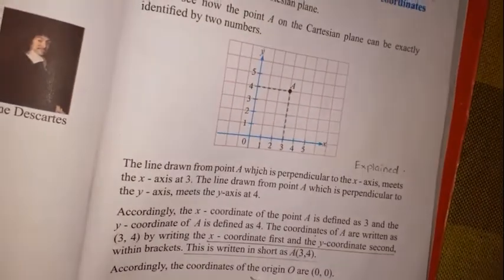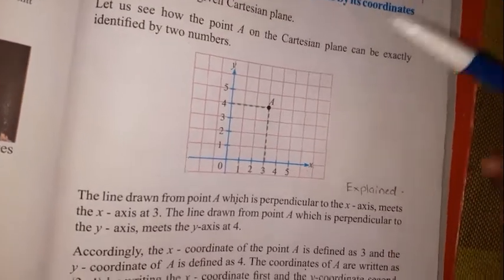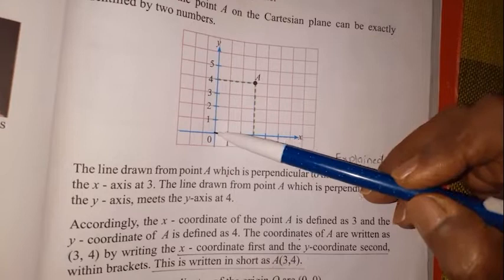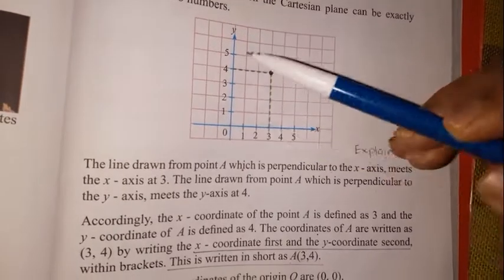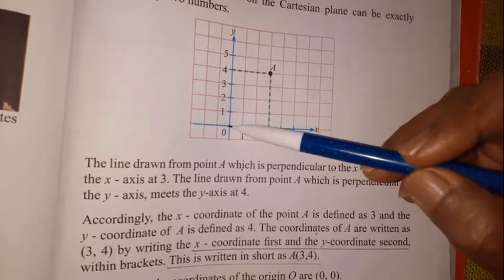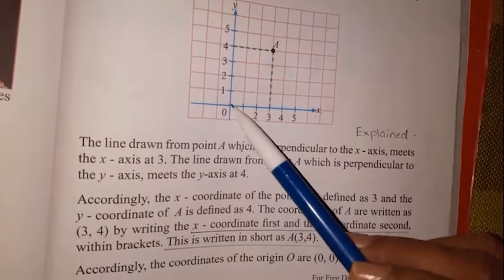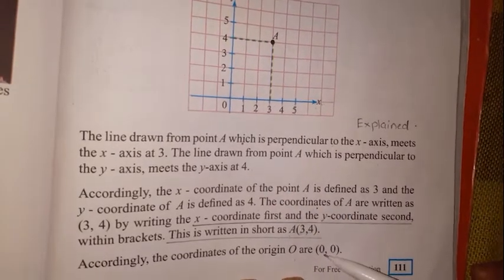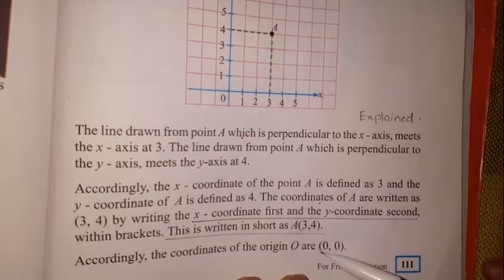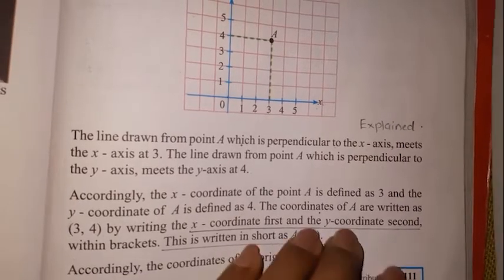Accordingly, consider the origin O. How do you write the coordinates of O? Here you can see 0 on the x-axis, and 0 on the y-axis also. So we write O, with x-axis 0, then the y-axis also 0, within brackets. Right.